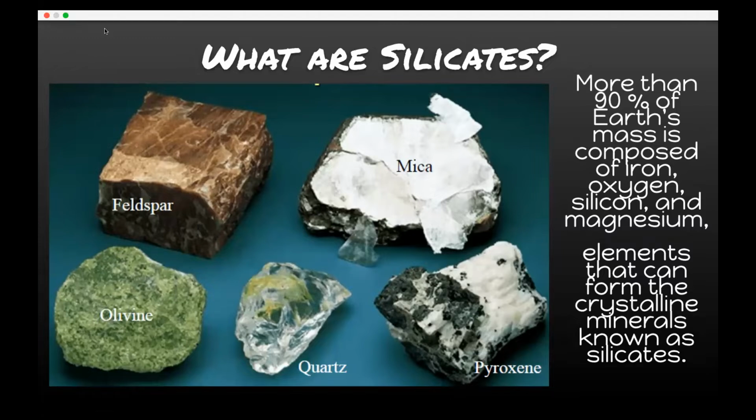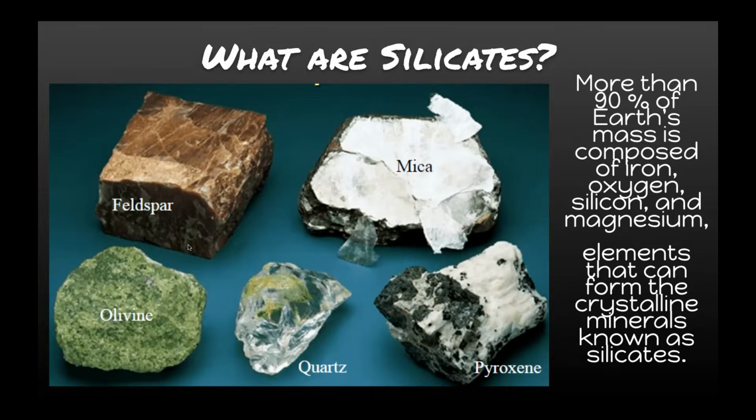So what are the silicates? Silicates are a specific kind of minerals, right? More than 90% of the Earth's mass is composed of iron, oxygen, silicon, and magnesium. These are elements that can form the crystalline minerals known as the silicates. So here are some examples of the silicates that make up our Earth. We've got feldspar, mica, pyroxene, quartz, and olivine.